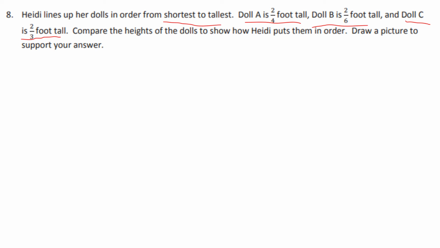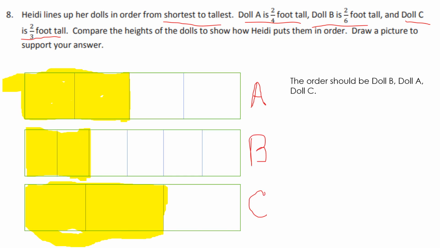All right, and we're going to go over the answers. So here you can see how I solved it. I drew them all out and I labeled them A, B, C, and I wrote the doll order should be doll B, doll A, and doll C.